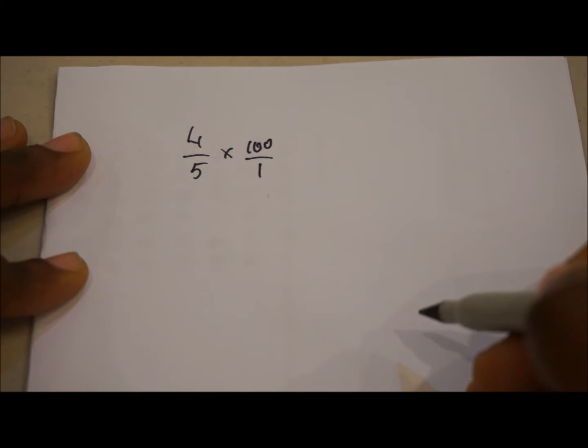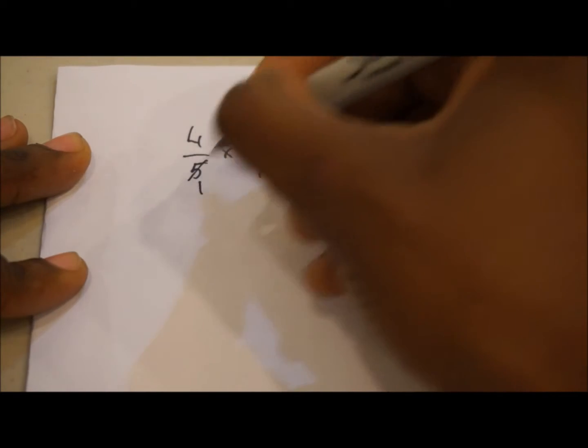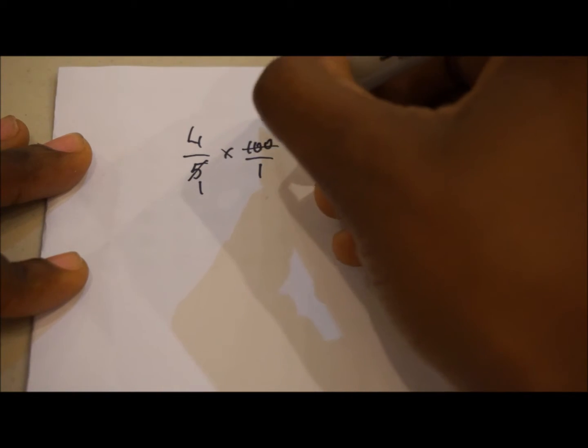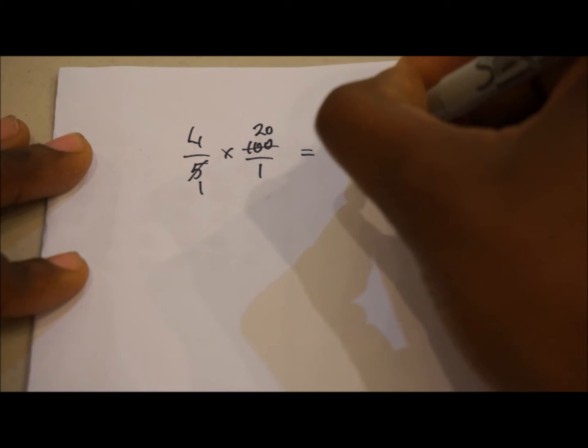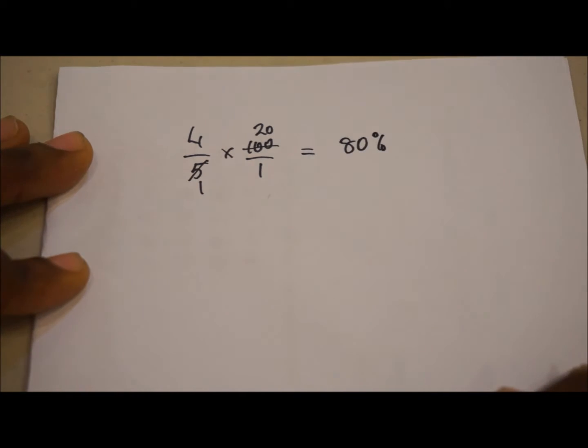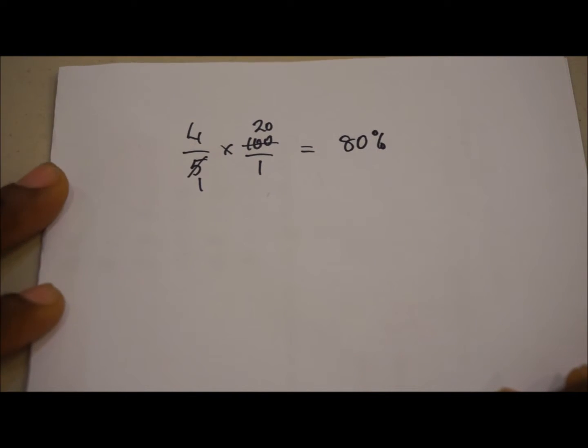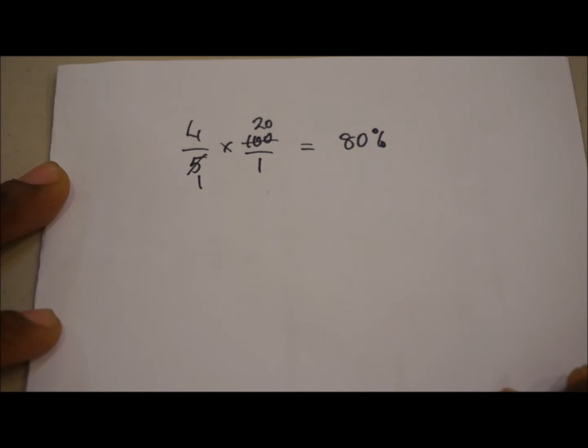And from there, I go back to my fractions. 5 into 5 goes once, 5 into 100 goes 20 times, and then this becomes 80%. Therefore, 4/5 is the same thing as 80%. Again, I can change anything into a percent by simply multiplying by 100.